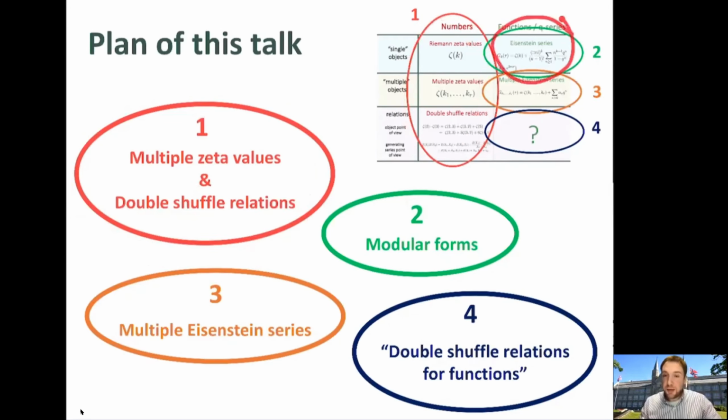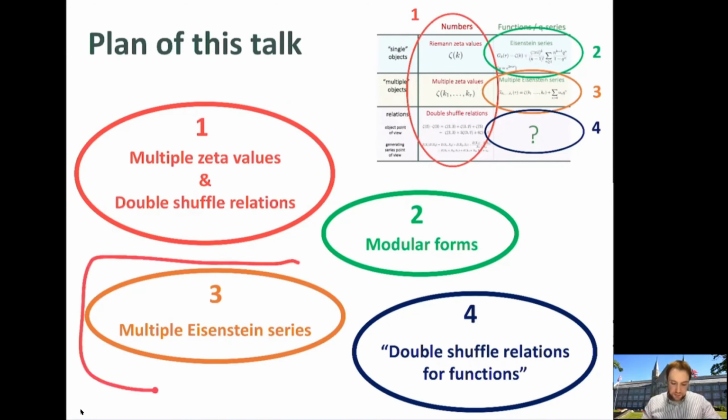Then in the second part, I will recall some basic facts about modular forms, and in particular Eisenstein series. And at the end of this section, besides this naive connection here, that the Riemann zeta value is the constant term, I will also explain a deeper result on the connection between multiple zeta values and these objects, which is given by the so-called Broadhurst-Kreimer conjecture.